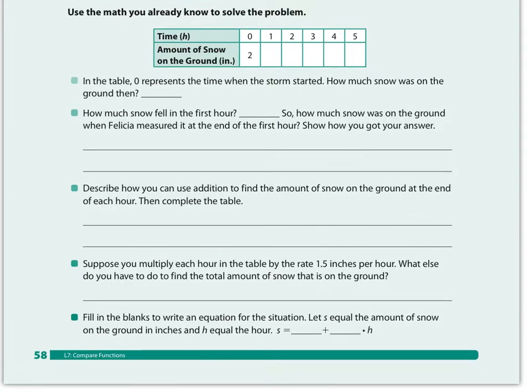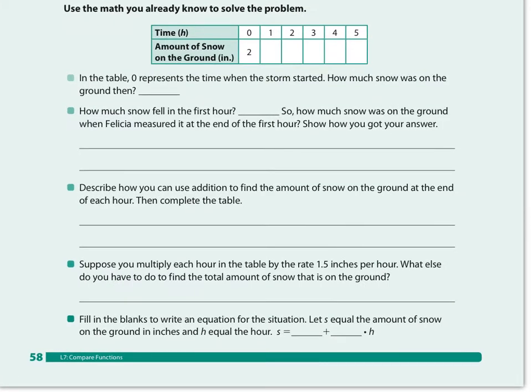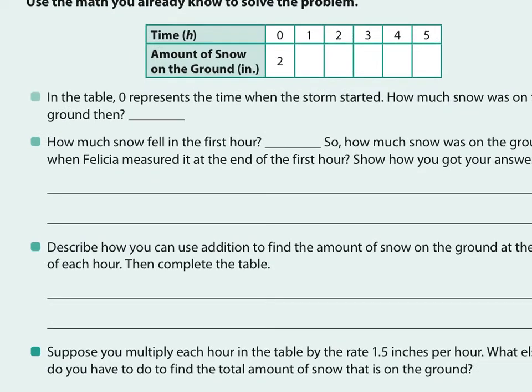Okay, so hopefully you've read that in your book. If not, pause this and come back. It says in the table, 0 represents the time when the storm started. How much snow was on the ground then? Well, it tells us there was already snow on the ground from a previous storm. So we can answer this question. We know that right now, without a doubt, there are 2 inches of snow on the ground.